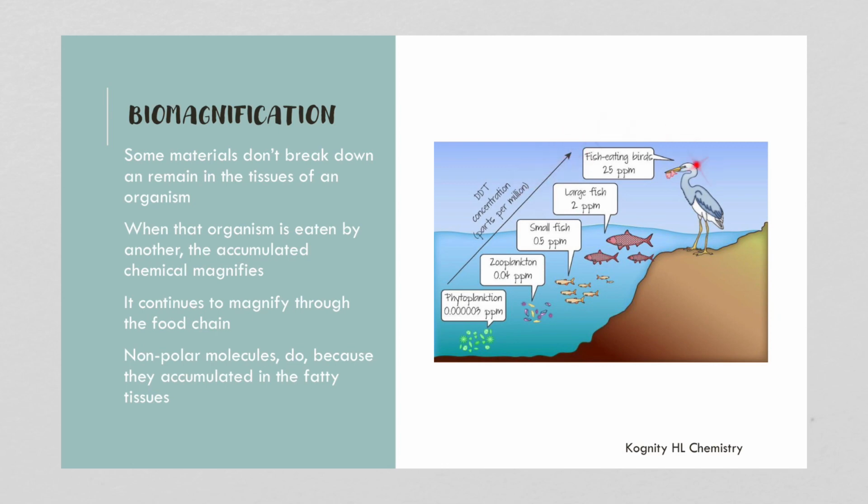So that the top carnivores, at the end of the food chain, they're going to be most affected because they're eating the thing that has a lot accumulated within, and they're eating many of those. So it continues to magnify through the food chain. It accumulates, so bioaccumulation is when it's accumulating in the tissues of the animal or plant, and then it magnifies through the food chain. So nonpolar molecules are things that do biomagnify because they are accumulated in the fatty tissues of the animal or organism.